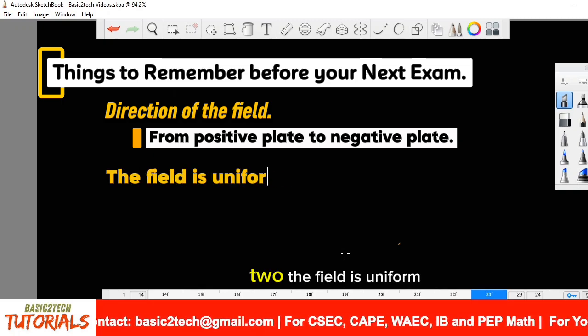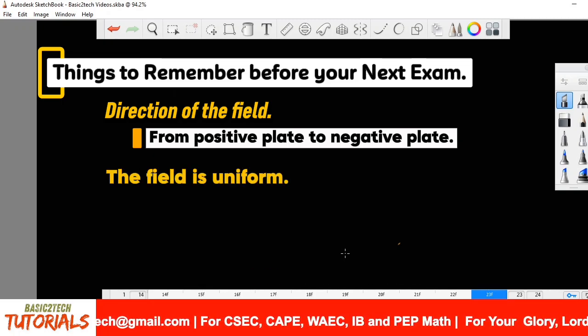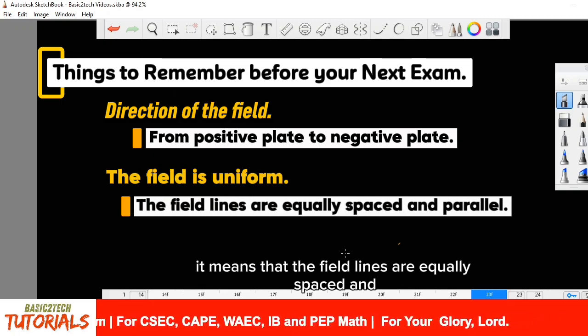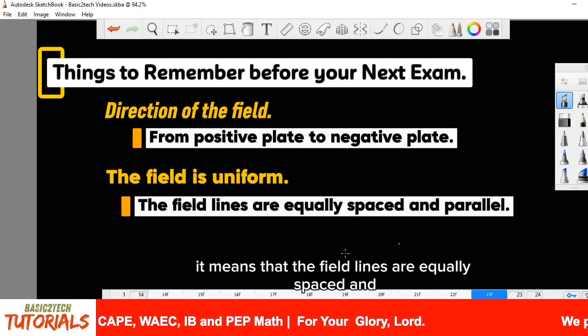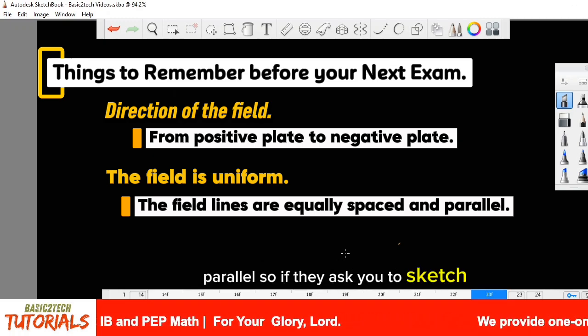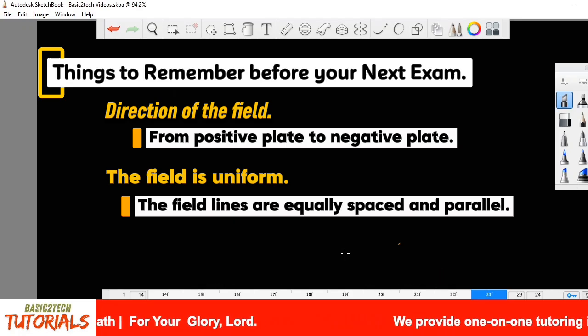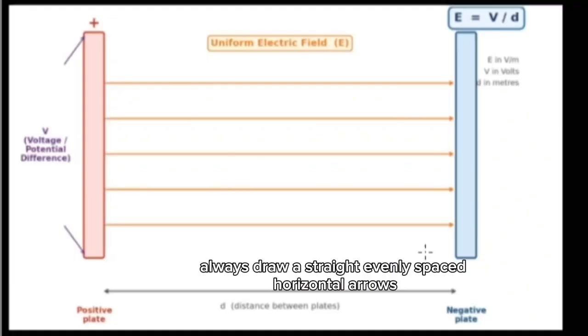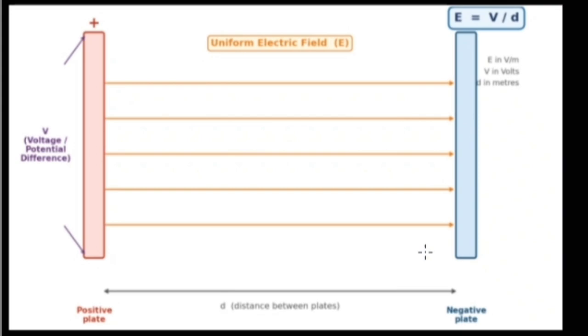Two, the field is uniform. It means that the field lines are equally spaced and parallel. So if they ask you to sketch, always draw straight, evenly spaced horizontal arrows.